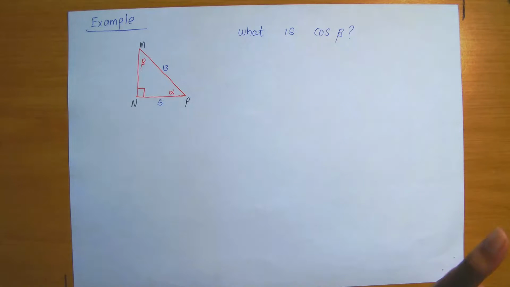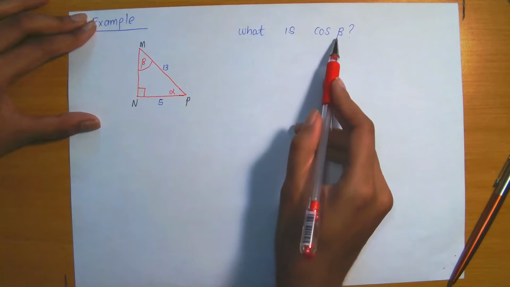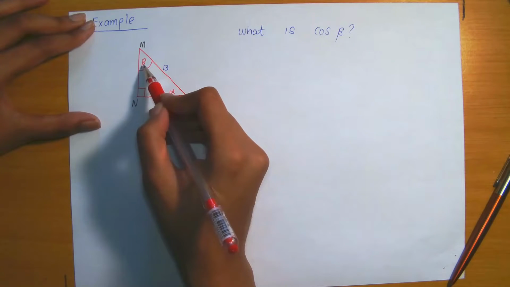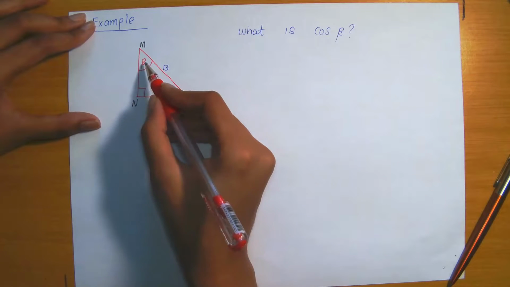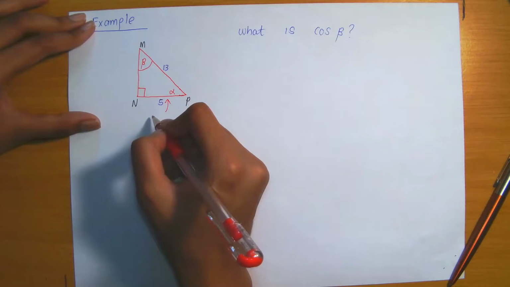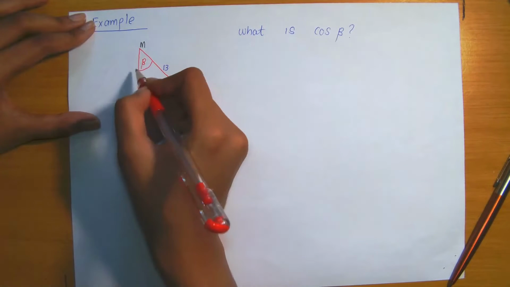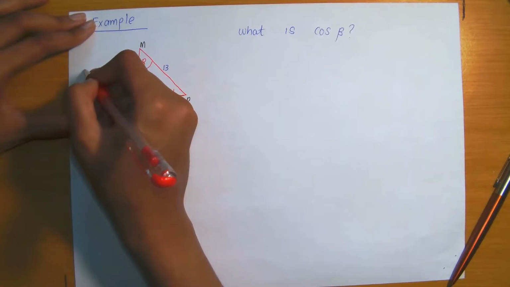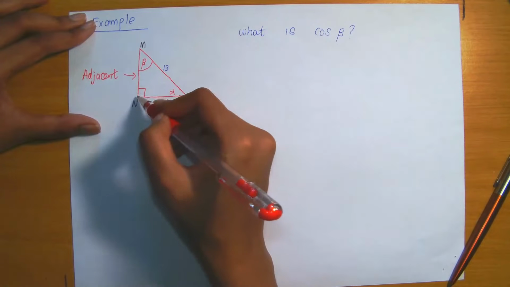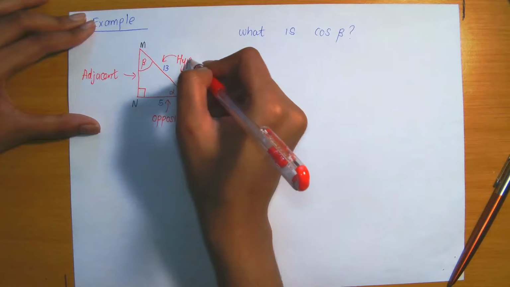So firstly, let's write down the ratio in terms of our reference angle beta. Before we write down the ratio, let's label what these sides are. If that is beta, then the side opposite beta, which is NP, is our opposite side. Let me label that as opposite. The side adjacent to it is the adjacent side. And the side opposite the right angle is the hypotenuse.